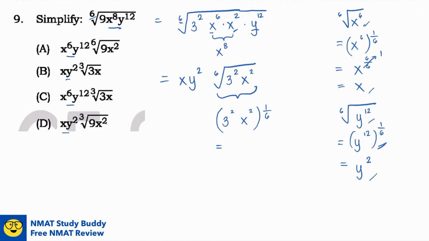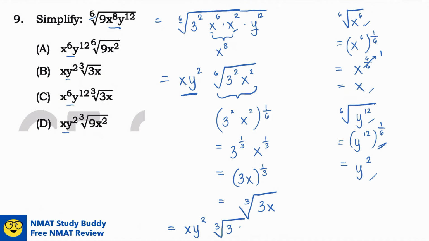So, 2 over 6 is equal to 3 raised to, i-lowest term mo, 2 over 6, magiging 1 over 3, diba? And then, x raised to 2 over 6, 1 over 3 rin yung sagot. So, ito, kapag sinimplify mo siya, magiging 3x raised to 1 over 3, which is also equal to cube root of 3x. Ayun. So, yung final answer natin, since nalabas na natin yung xy squared, is xy squared times the cube root of 3x. Which is, sa choices ay letter B.